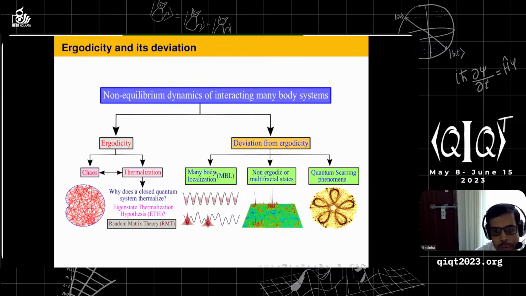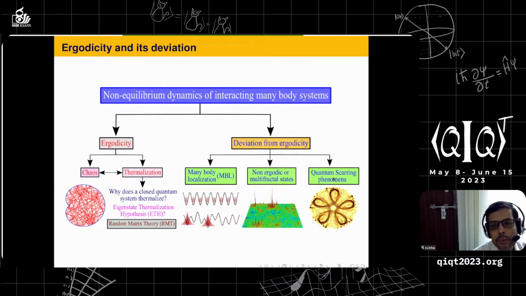One system where ergodicity, the ETH hypothesis, is strongly violated is the many-body localized system, which typically occurs in the presence of random impurities or quasi-periodic disorder, a quasi-periodic potential, etc. The system gets completely localized and fails to thermalize. Also, in certain cases there can be non-ergodic or multifractal states. These give rise to some type of anomalous thermalization behavior and anomalous diffusion. So it's some sort of deviation from the typical ergodic behavior.